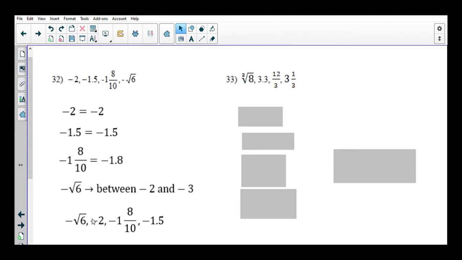Picture a number line, or imagine a number line if needed, followed by -2, then -1.8, which is -1 8/10, and then your largest is -1.5. Remember with the negatives, it's the opposite order of what we would think.